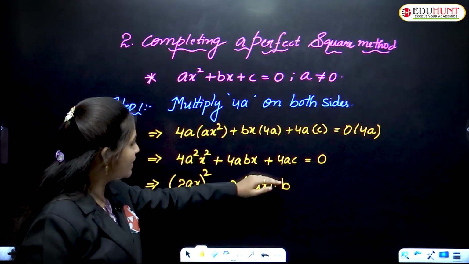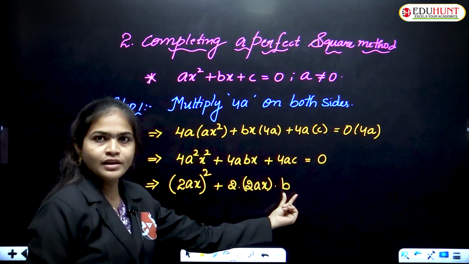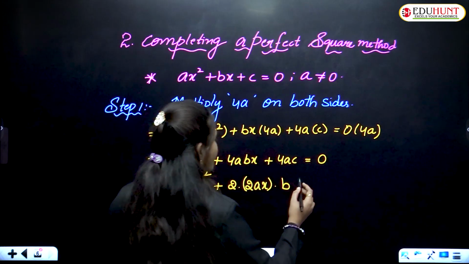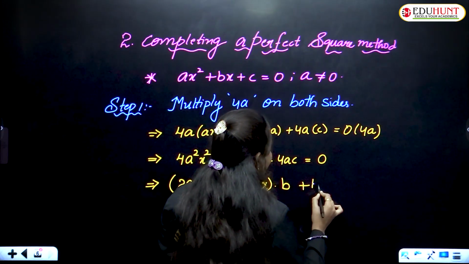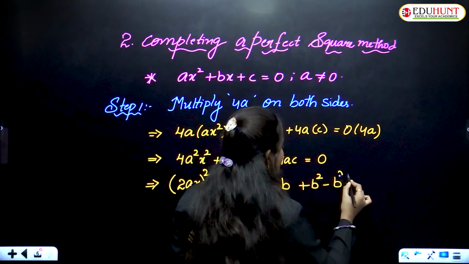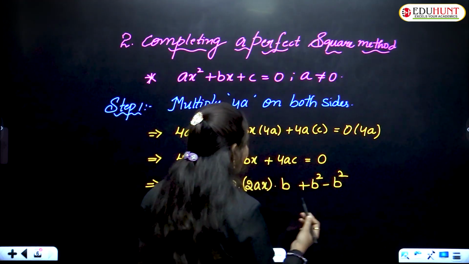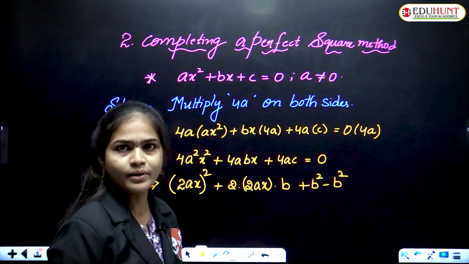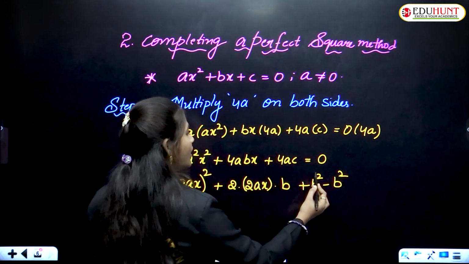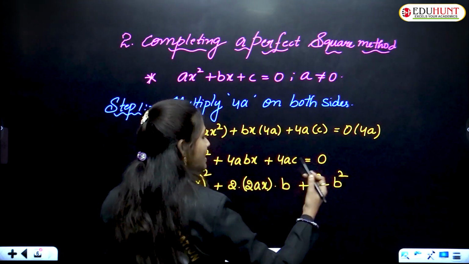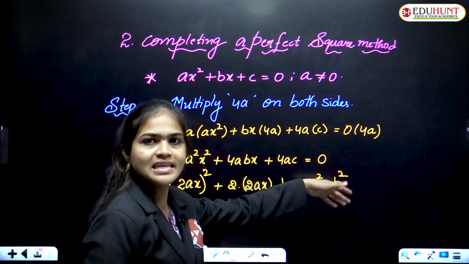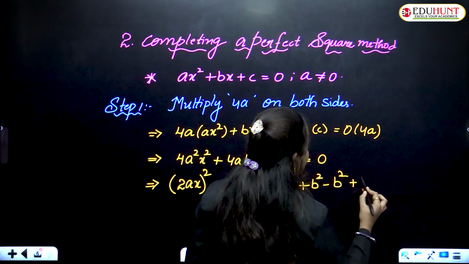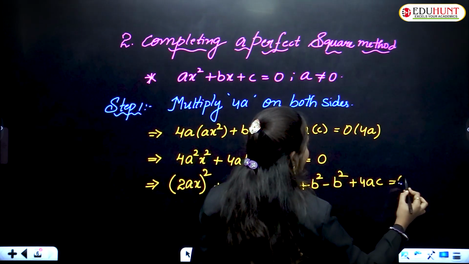So while observing this, the b term is b only, so here we can add b square and subtract b square. Why? Because here the b term is there, but we are making this a perfect square, that's why. So while you add b square and subtract b square, we again get the same result, 0. Next the leftover: plus 4ac is equal to 0.